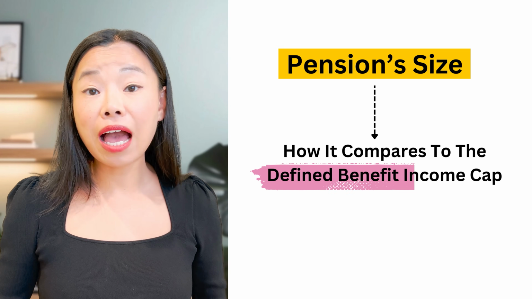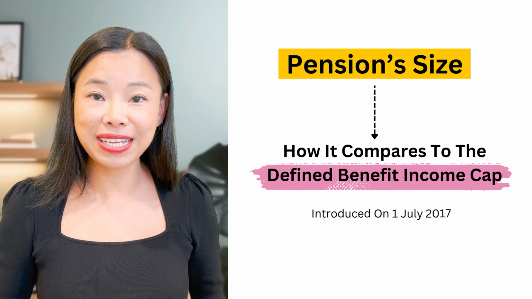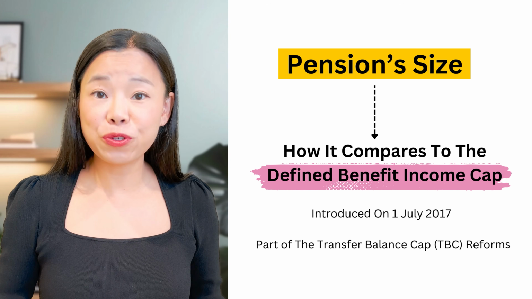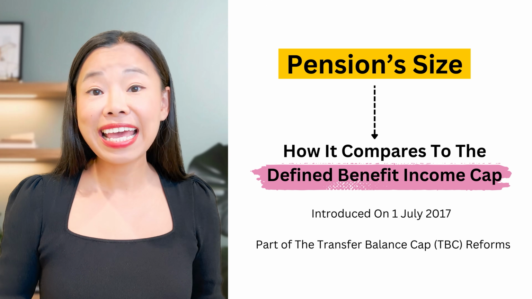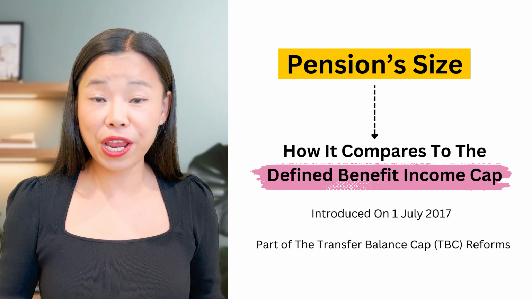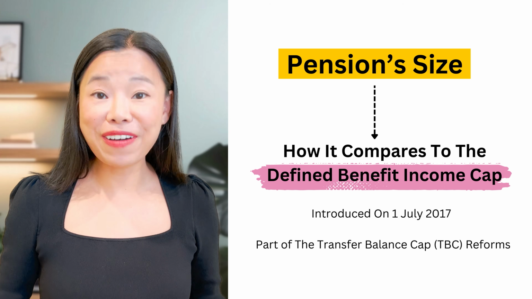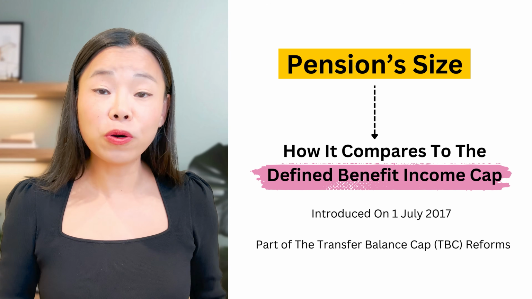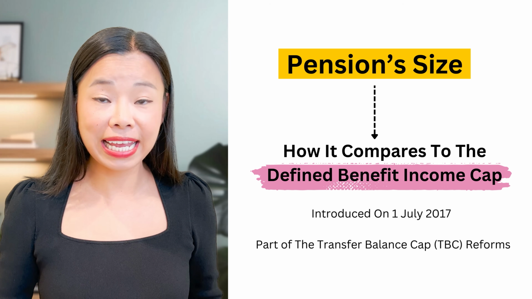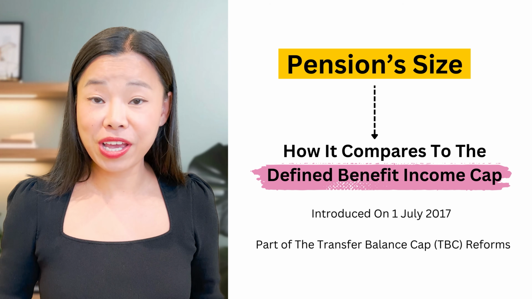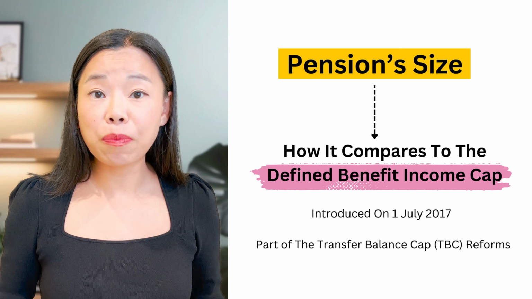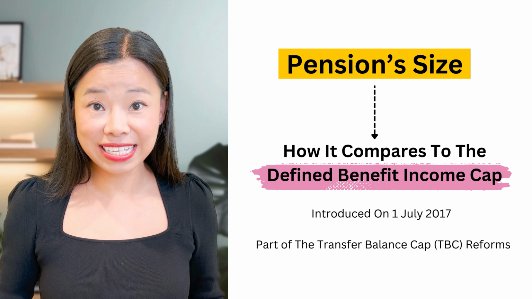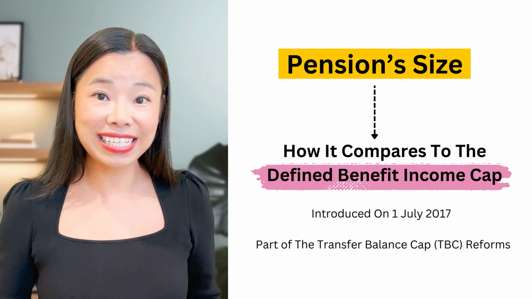The defined benefit income cap was introduced from 1st of July 2017. It was part of the transfer balance cap reforms, which were designed to limit the total amount of superannuation that can be moved into the tax-free retirement phase pensions. Because defined benefit income streams are generally non-commutable, in other words, they cannot be rolled back into a superannuation accumulation account or withdrawn out of the superannuation system, the defined benefit income cap was introduced to apply similar tax treatment to defined benefit lifetime pensions, preventing them from having an unfair tax advantage.